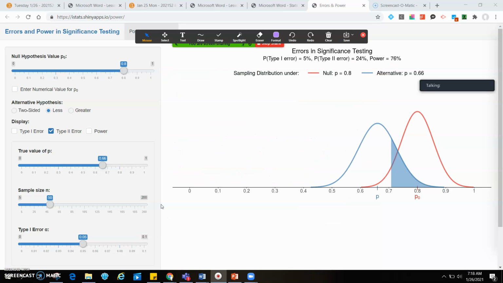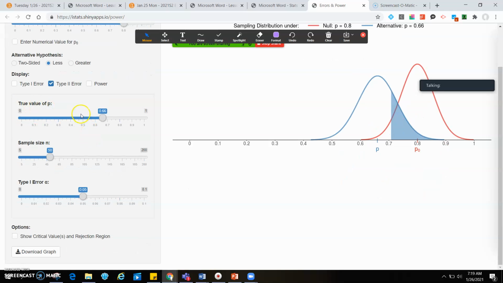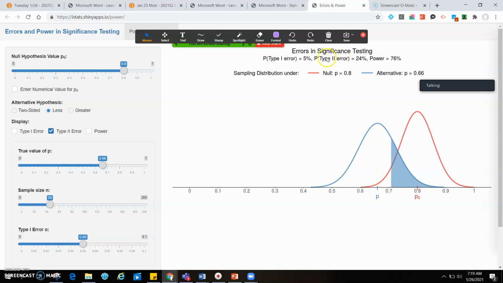Alright, so if you click on that little applet, what you'll actually do is you'll set this to 0.8, because that's your null, right? And then we want to have less than 0.8, right? Then you want type 2, okay? And then the true value that we found was 0.66. The sample size was 50 and your type 1 error is 0.05, right? Okay, so when you do that, you're going to get this. Notice how it has 0.24 right here for that type 2 error percentage.